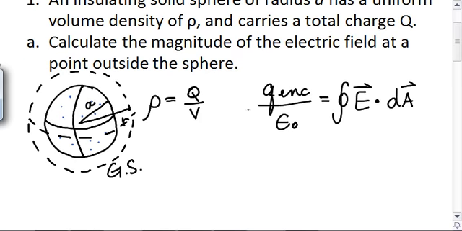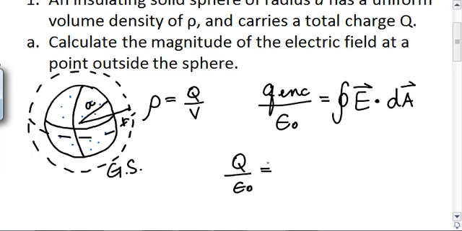All right, so if our Gaussian surface is outside and our total charge is Q, then how much charge have we enclosed? Some of it, all of it, none of it? All of it. So the charge enclosed is just a big old Q. That's lovely.